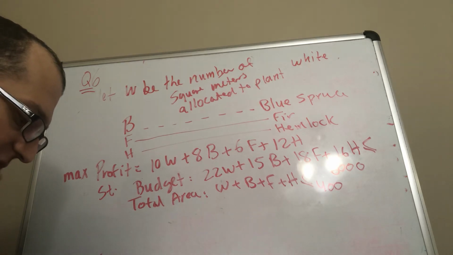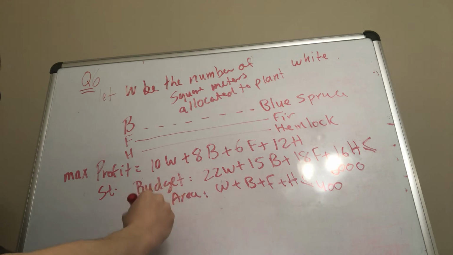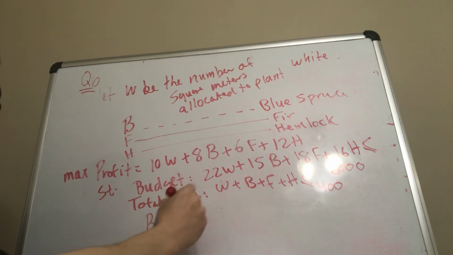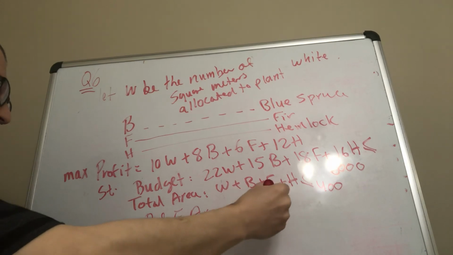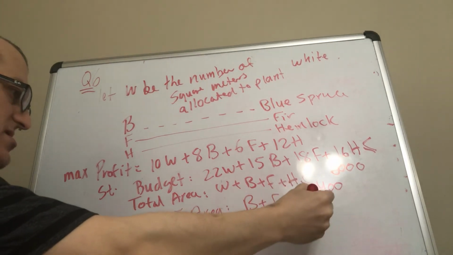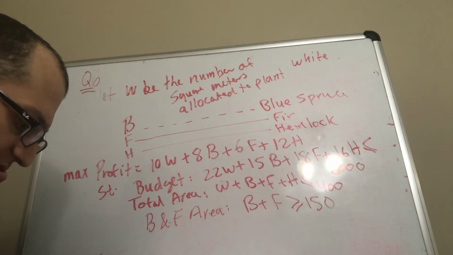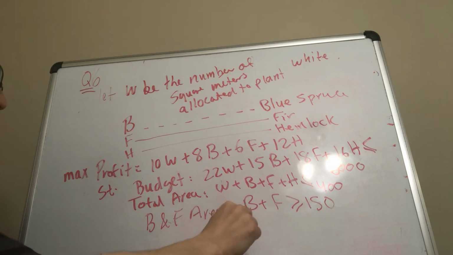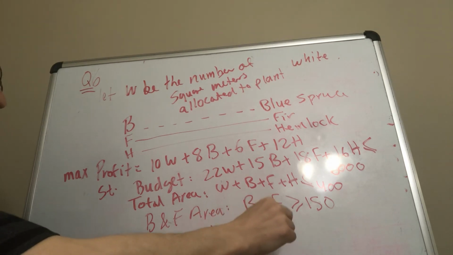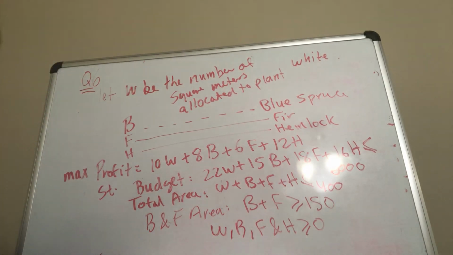And they need to have 150 for B and F. So B and F area at least 150. There is nothing else left. We captured all the different numbers. So you go W, comma B, comma F, and H, all of them greater than or equal to 0. This is it for the entire assignment.